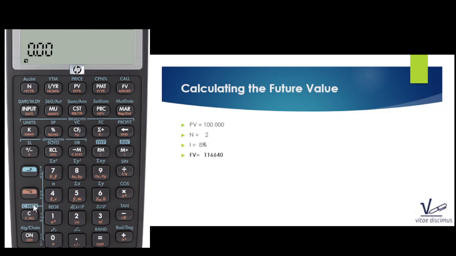To input that into our financial calculator, we need to first clear our memory. Then we punch in 100,000 as the PV, then 2 as our N, then 8 as our interest, then we compute the future value. So there, 116,640. The investment will be worth that much after investing for 2 years. Your answer is given as a negative because we input the PV as a positive. It doesn't mean that it's a negative cash flow or anything.